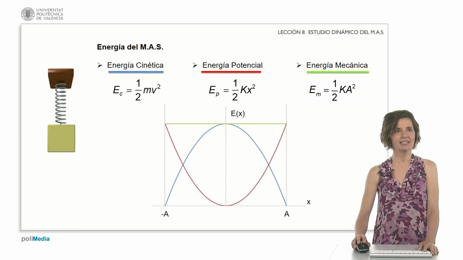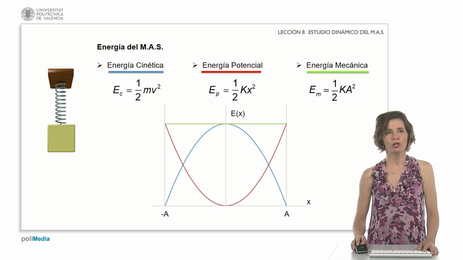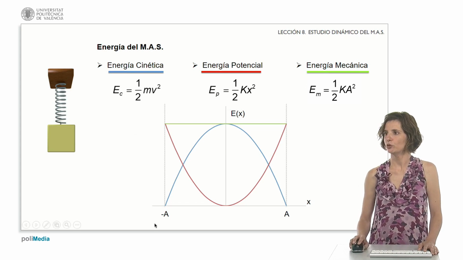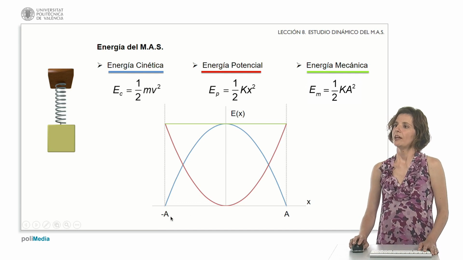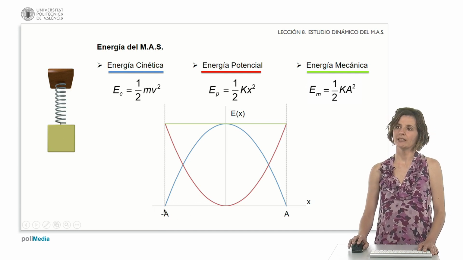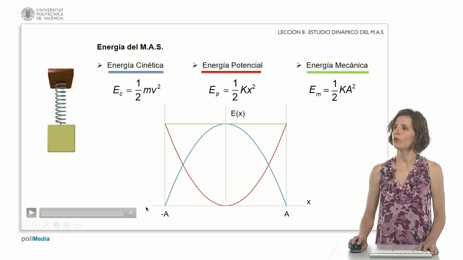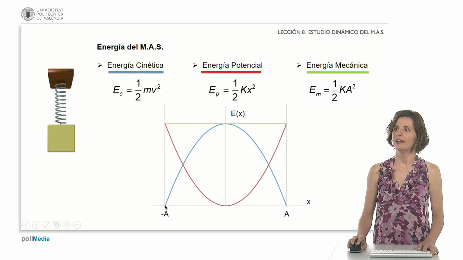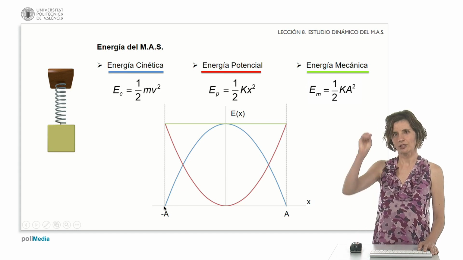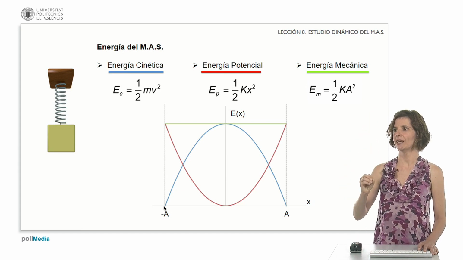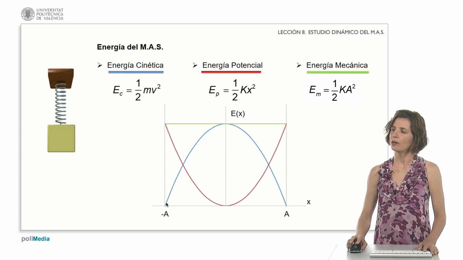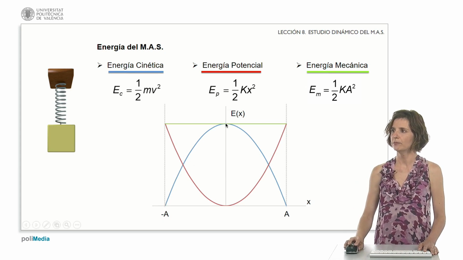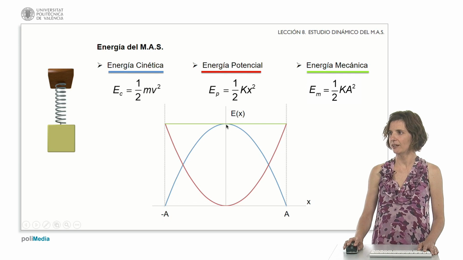If we represent the three energies graphically, we can observe that at the extremes, here and here, when the spring is fully contracted or fully elongated, the kinetic energy in blue is 0. Why? We saw in the previous lesson that the velocity at the ends, when it is fully contracted or fully elongated, was 0. However, when we are in the equilibrium position, the velocity was maximum, and therefore so is the kinetic energy.